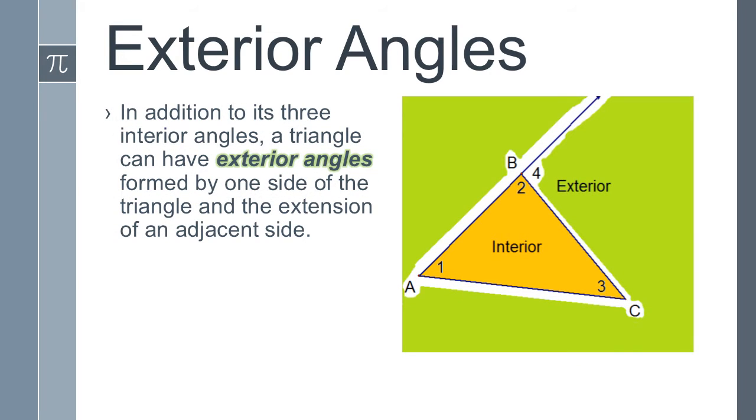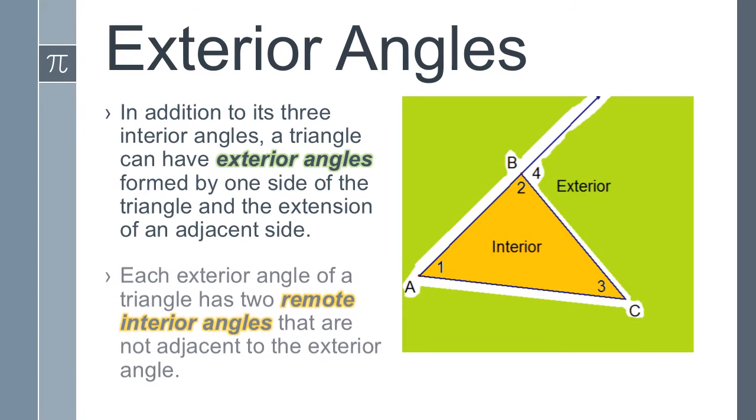Okay, so in addition to the three interior angles, there are also what are called exterior angles. Basically those are formed by taking a side and extending it out. So we would say angle 4 is the exterior angle, and angles 1, 2, and 3 are interior.